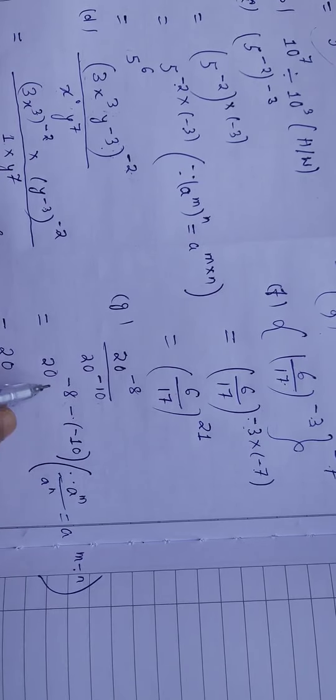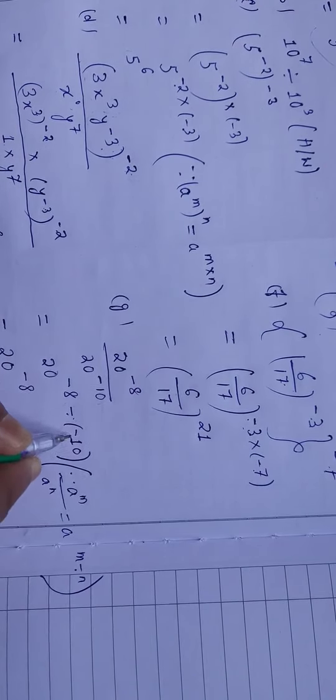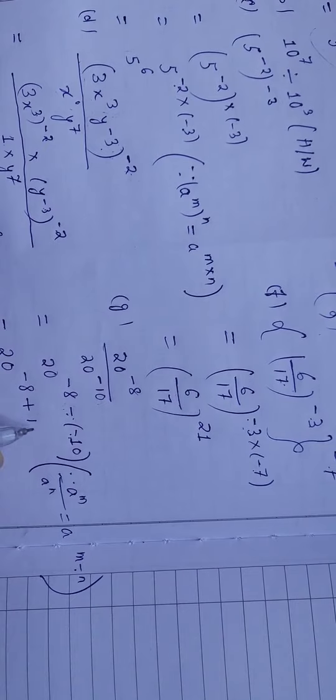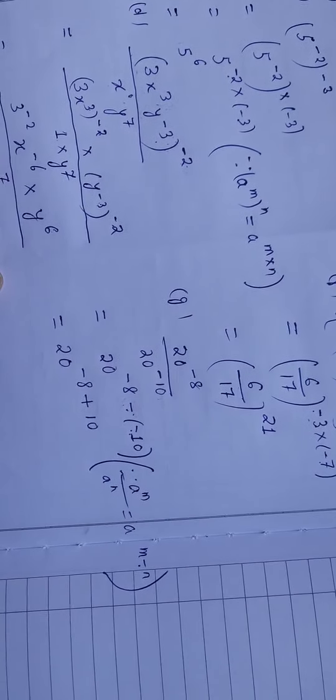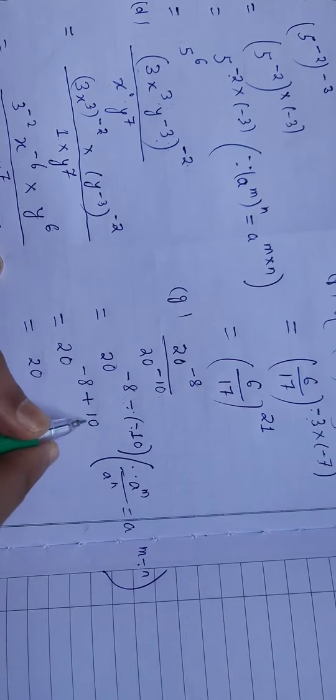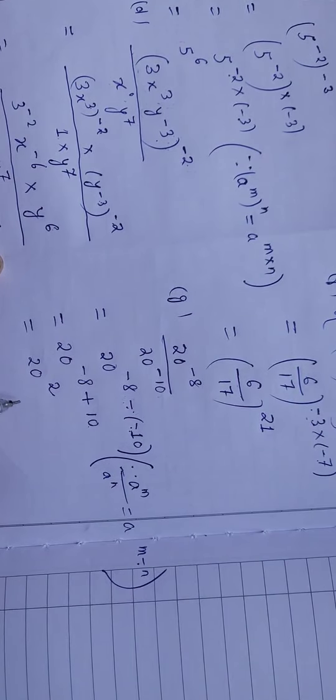Equals 20 to the power minus 8, and this minus and this minus makes it plus. So minus and minus is plus. So it is plus 10, equals 20 to the power minus 8 plus 10, which is plus 2. So once again this has been represented in the exponential form.